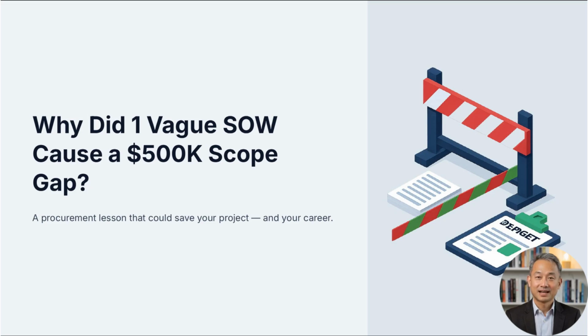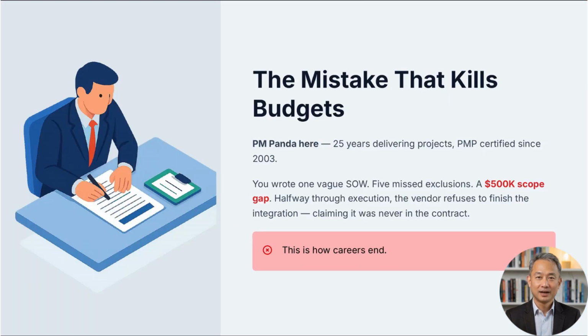Why did one vague SOW cause a 500K scope gap? PM Panda here, 2.5 decades delivering projects, PMP certified since 2003. The mistake I'm about to show you is how budgets really die. You wrote one vague SOW and now 5 missed exclusions just caused a $500,000 scope gap.